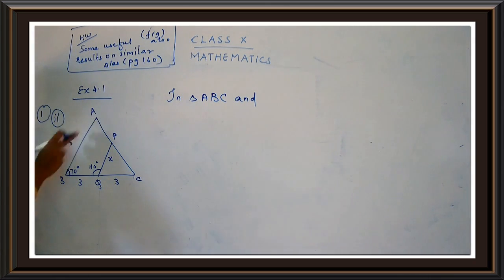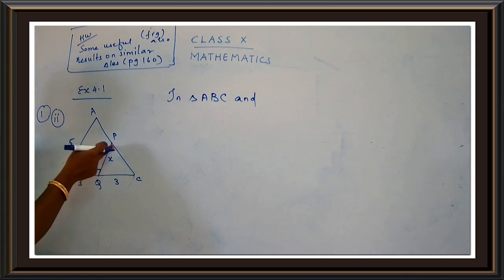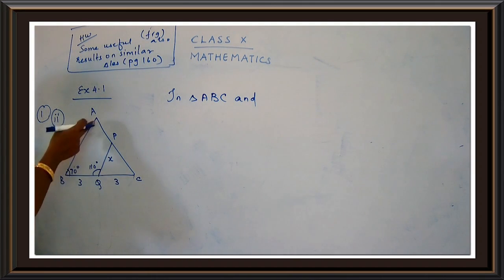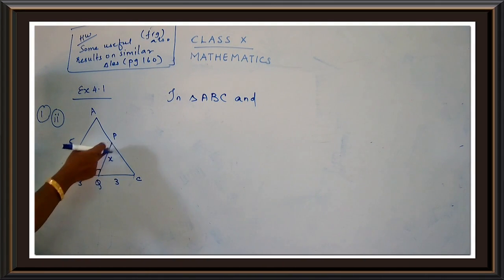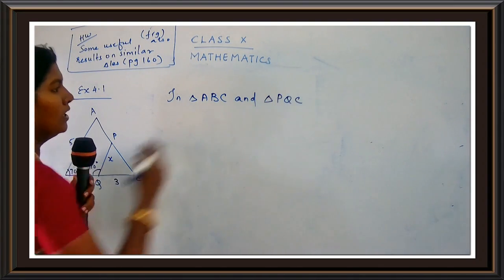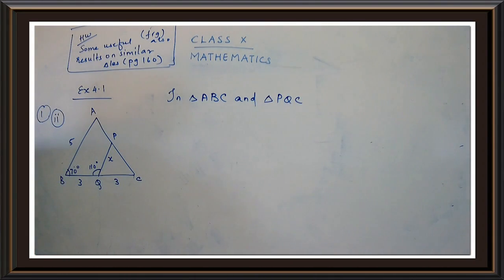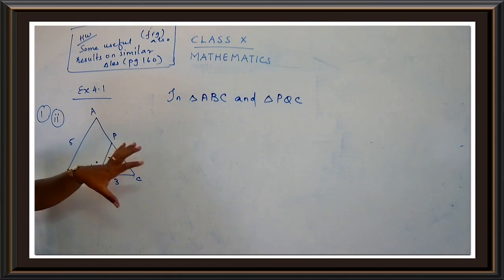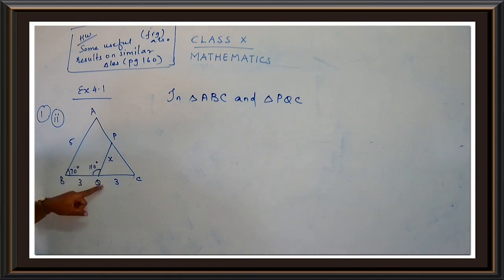So A, B, C, P, Q, C. Okay children, A, B, C and P, Q, C. And triangle P, Q, C. Okay. Now here, we have a triangle ABC and we have triangle PQC. So this is PQC and ABC. Now just see here carefully, children. What are the things we can say here?